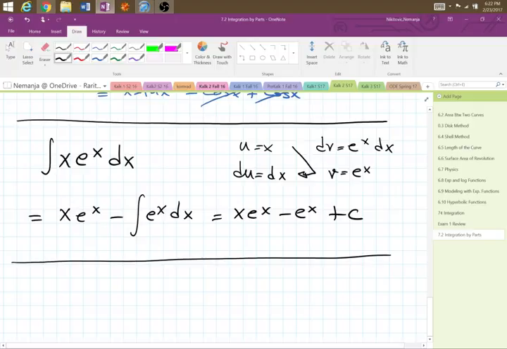Let's take a look at one problem from the homework. All right, so here's one. This is problem 16. Integral of x ln x dx.